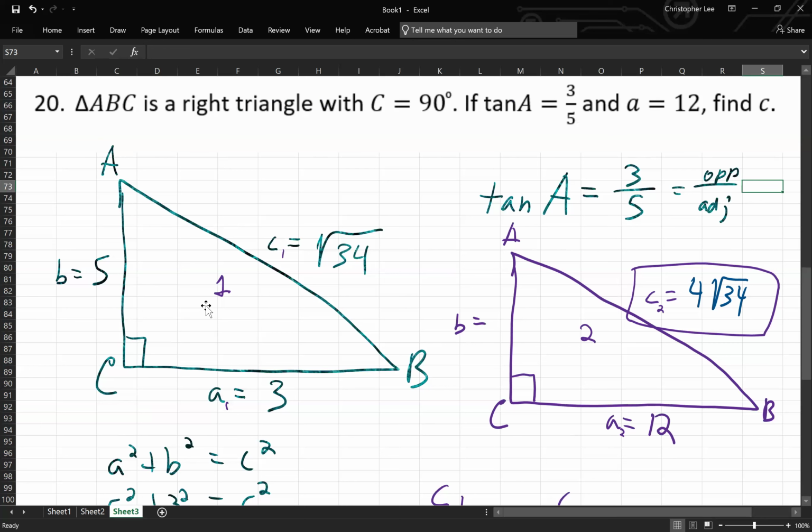So you have to draw your own triangle in this question. Do not use the triangle above. I know on your test you're going to see a triangle that's already drawn above. Do not use that. This is a separate question altogether. All right?